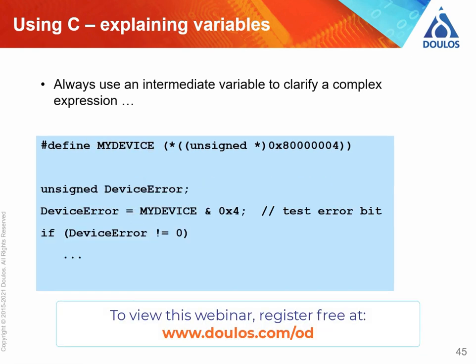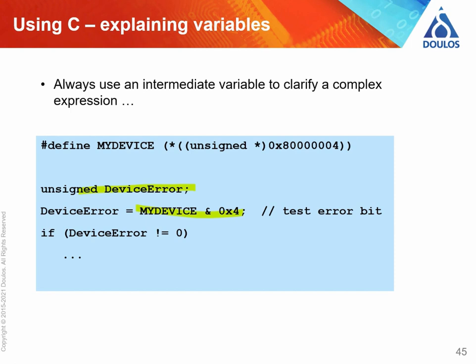We could add another variable for the actual device error. So in this case, device error is the result of doing this bitwise AND operation on my device, and then that's going to be either a 1 or a 0, so we can check to see is it 0 or non-zero, for example.